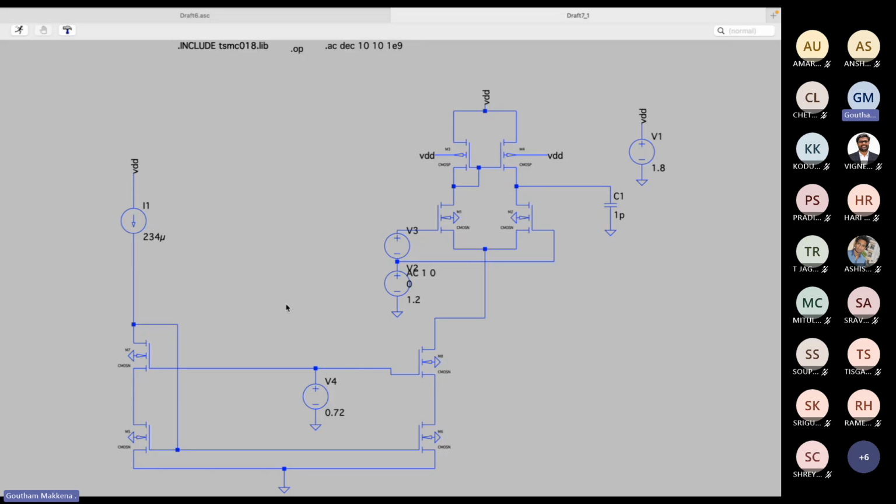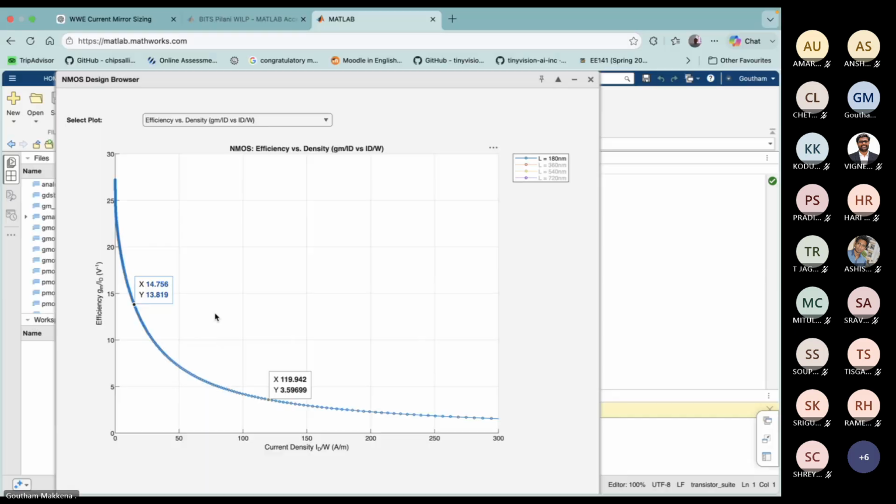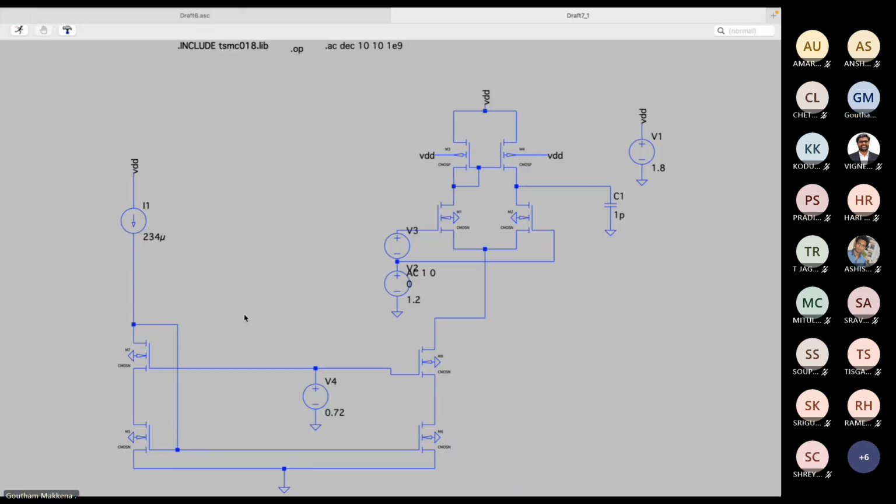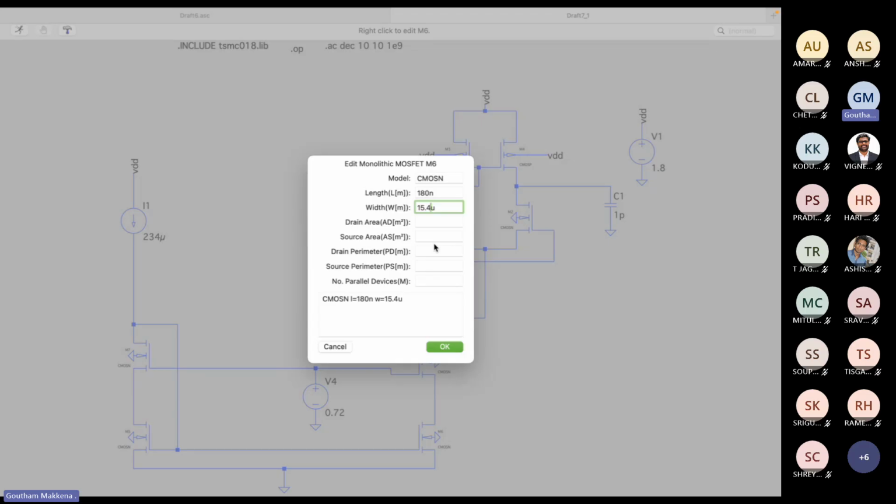So what will W be? At GM over ID of 13.8, I have an ID by W of 14.75, and my ID is 234 microamps. So what is W? 234 microamps divided by 14.75. What is the value? 15.86 micron. Let me give the same 15.86 micron, so these two would be identical.